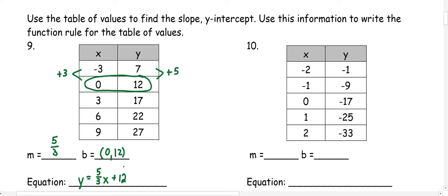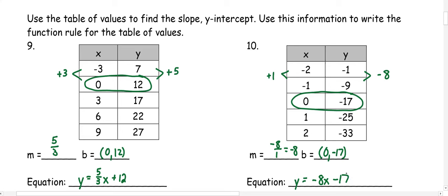In number 10, when I look at the first 2 points, to get from -1 to -9, I'm subtracting 8. And to get from -2 to 1, I'm adding 1, which means my slope is -8 over 1, or -8. The y-intercept again is where x is 0, so (0, -17). So my equation would be y = -8x - 17.